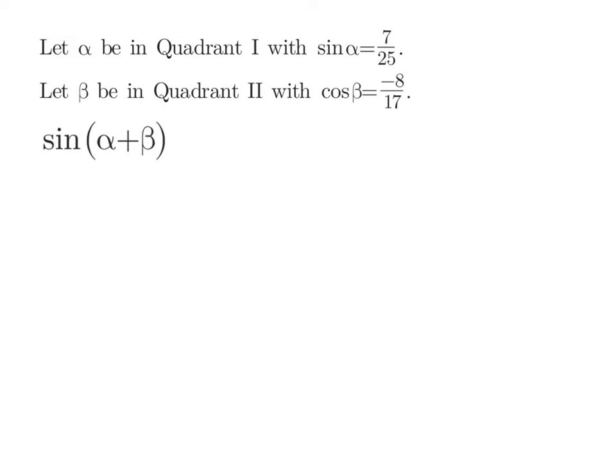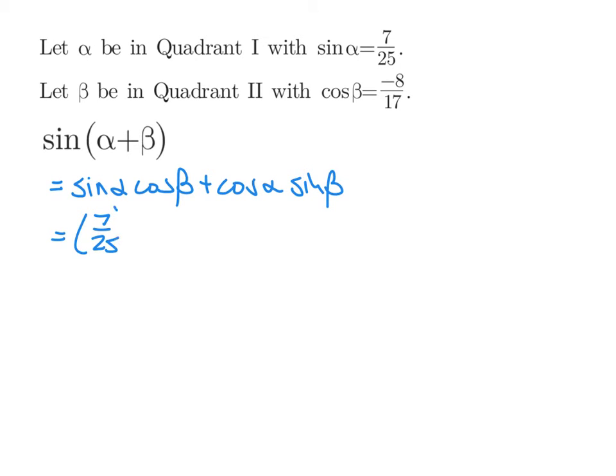Just jumping right into using the identities, we would take this sine and rewrite it as sine cosine, so sine of alpha cosine of beta plus cosine sine, so plus cosine alpha sine beta. And so far, we've got about half of what we need. I know that the sine of alpha is 7/25, and I know the cosine of beta is negative 8/17. But when we get to the second half, I don't have either of these values.